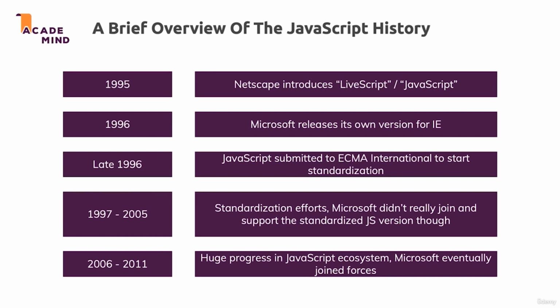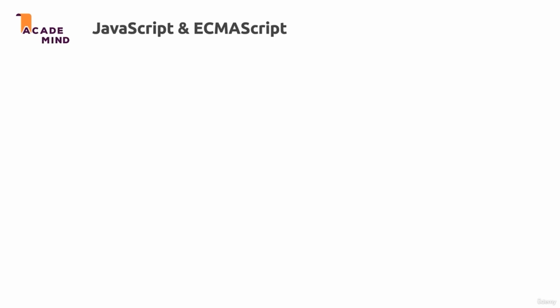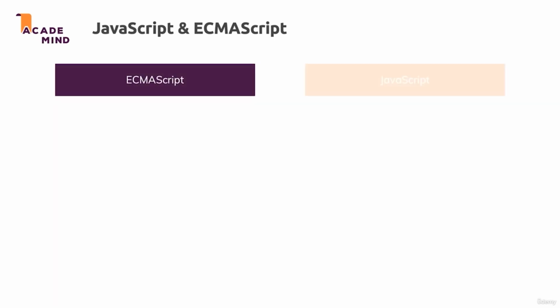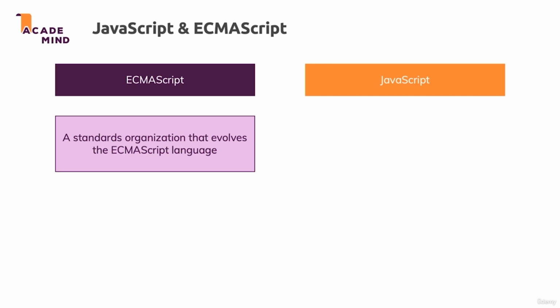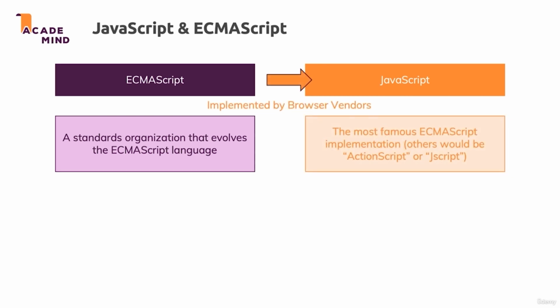Now, this organization in the end manages a language called ECMAScript. But ECMAScript and JavaScript actually have a strong relation. ECMAScript is the actual language which is evolved by the ECMA international organization. But ECMAScript is then implemented as JavaScript by browser vendors, so by the companies working on the browsers. So JavaScript is the most famous ECMAScript implementation. Others would be ActionScript or JScript, and you don't really need to know those.